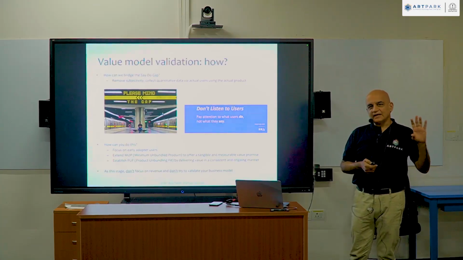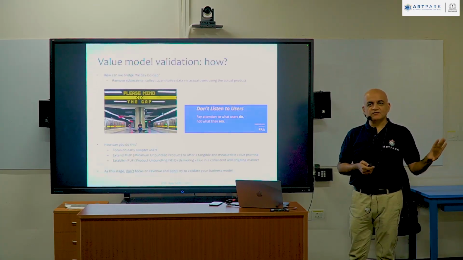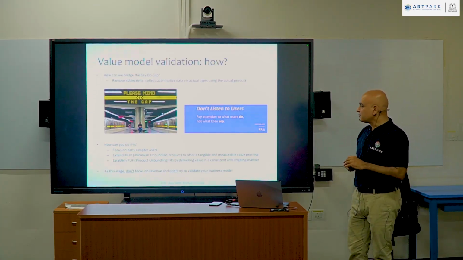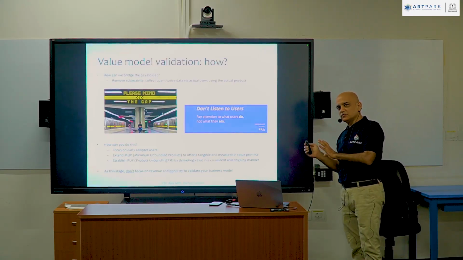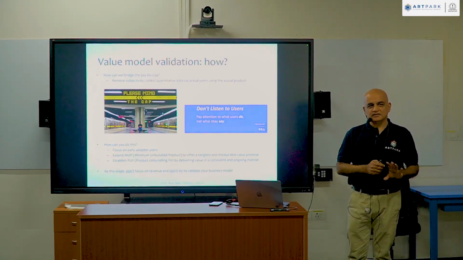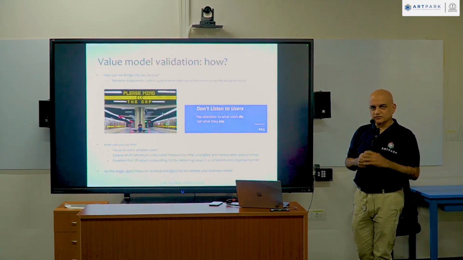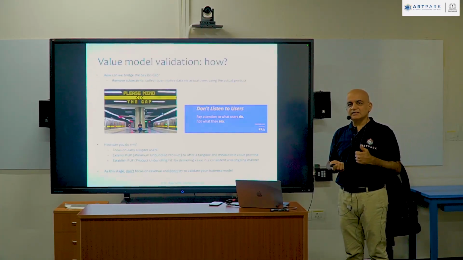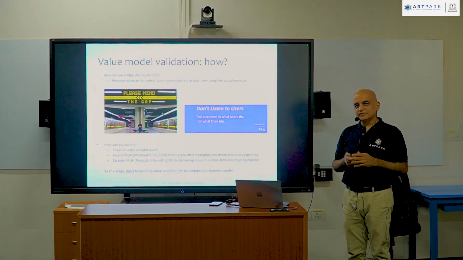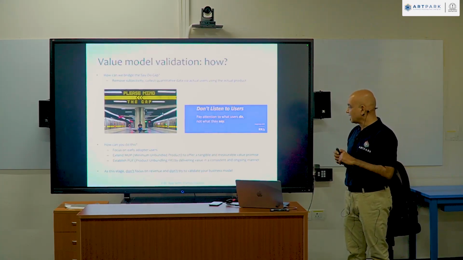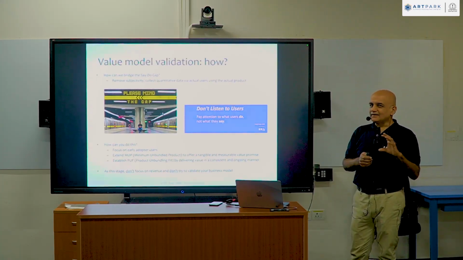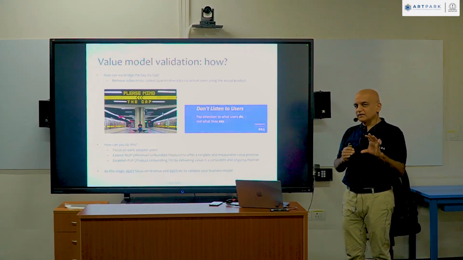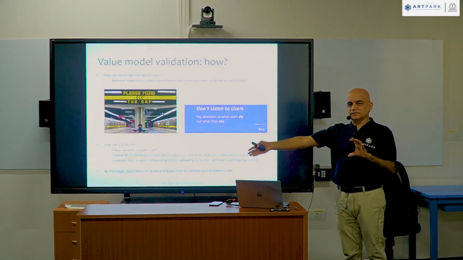Number two, the MUP that was built for user model validation might need to get extended a little bit to offer tangible and measurable value to your customers. So it's a promise that you have to make. And third is what I call you have to establish PUF, which is product unbundling fit. And the way you do that is to make sure that you're able to deliver value in a consistent and ongoing manner to your customers.